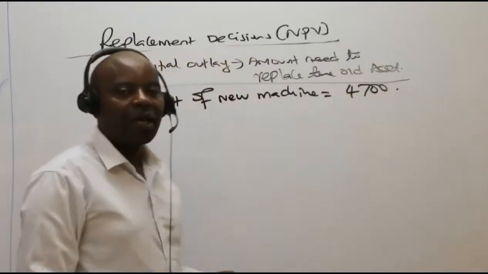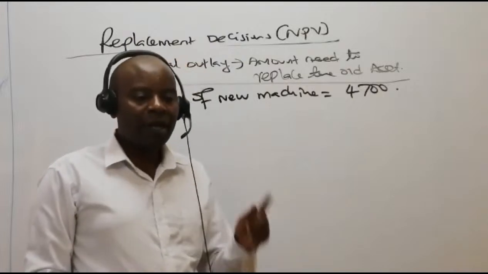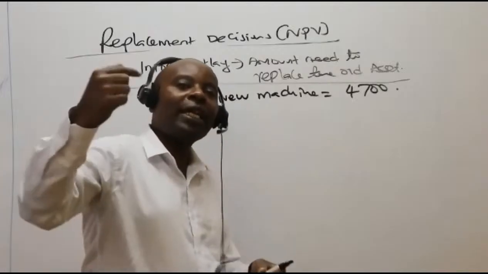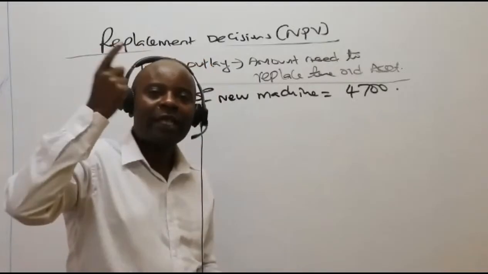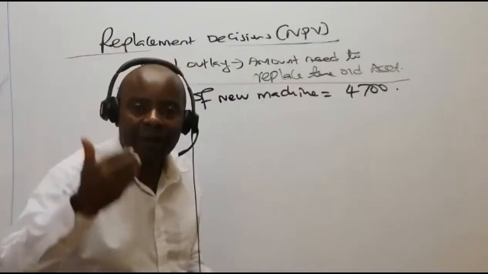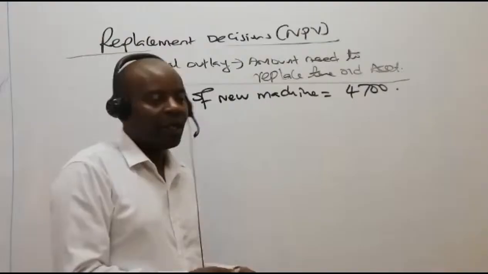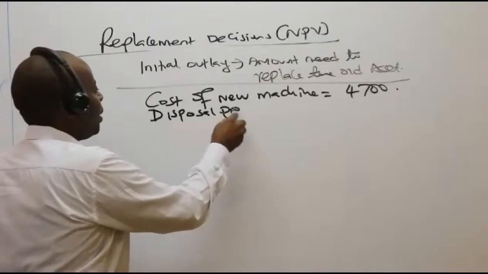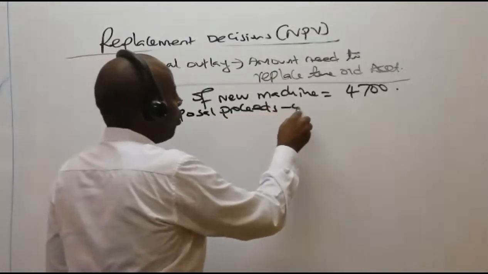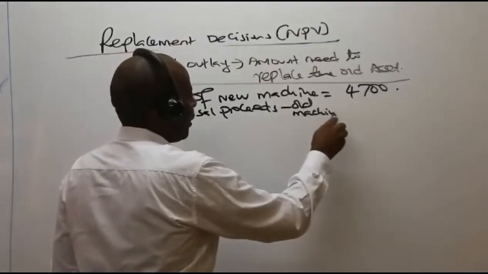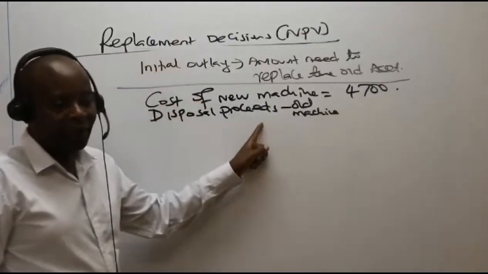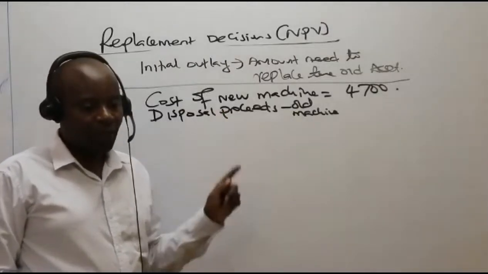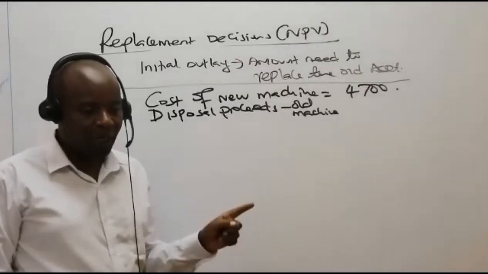Ladies and gentlemen, remember straight away, as I procure this new machine, I'm going to get a relief. A relief of what? I'm going to get some amount out of selling the old asset. So in this case, give us the disposal proceeds of the old machine. This will make my life a little bit easier. Disposal proceeds of the old machine, 1060.